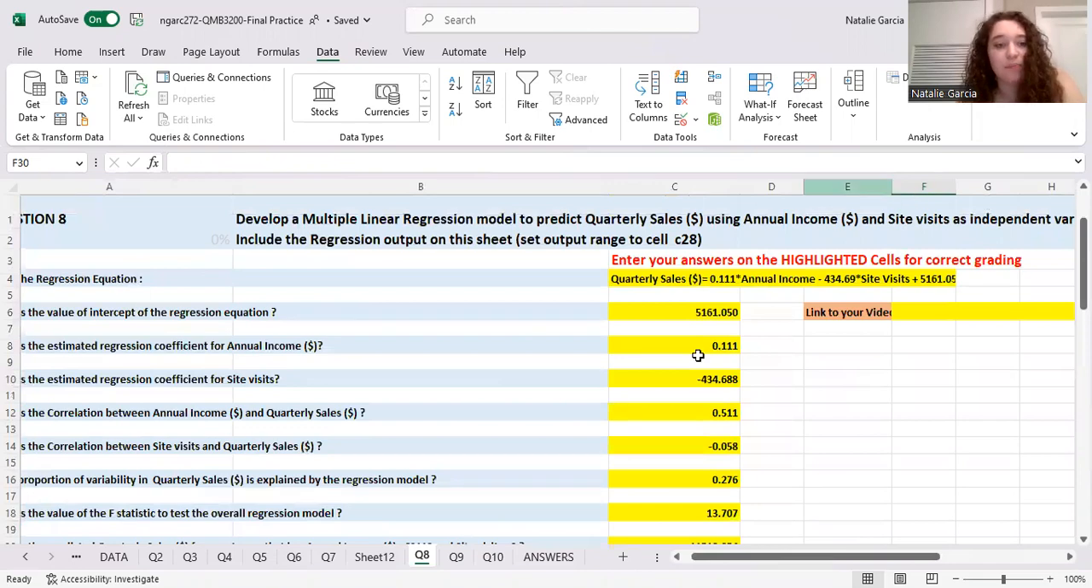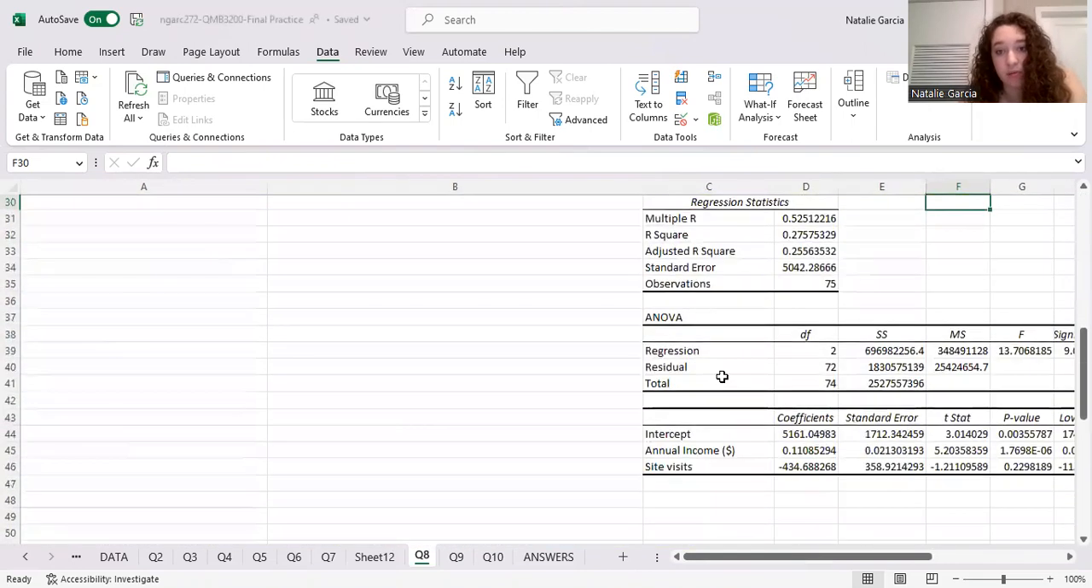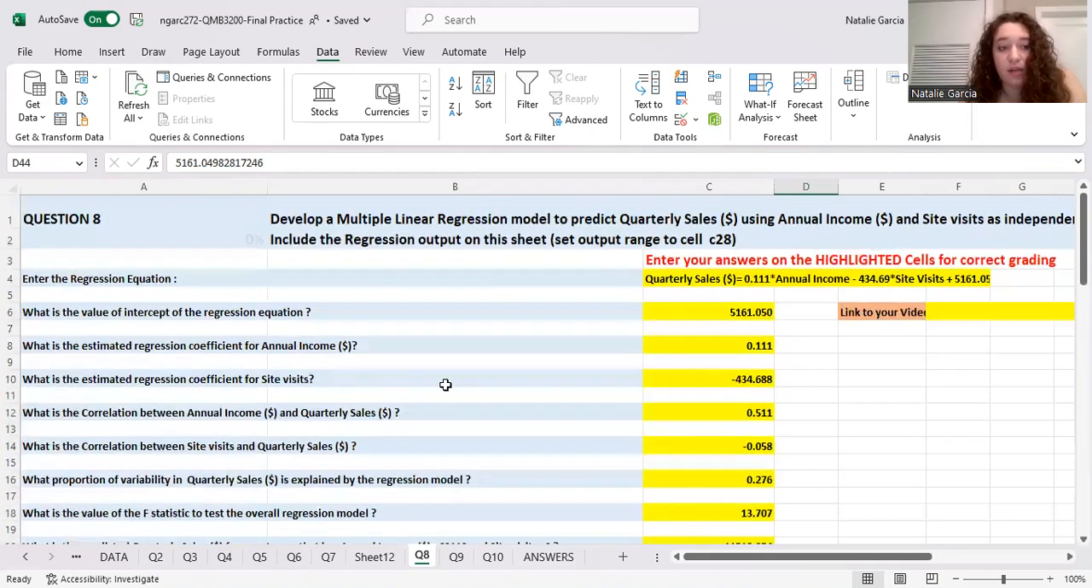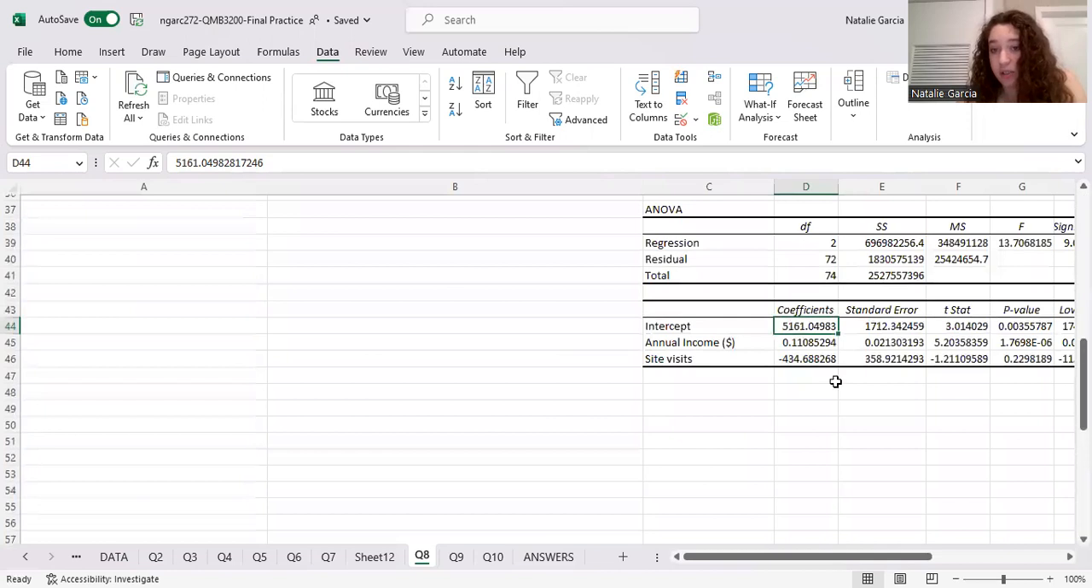So you're just going to add that up. For the value of the intercept, you're just going to click equals directly from your output. That's going to be this one over here. I believe that's D44. Then for estimated regression for annual income, you're going to just look at the chart, coefficients, annual income is going to be D45.